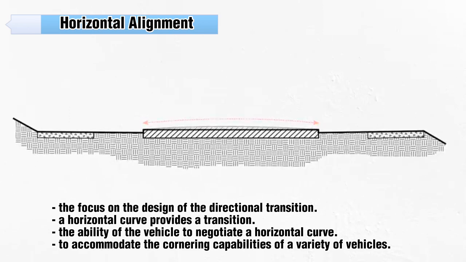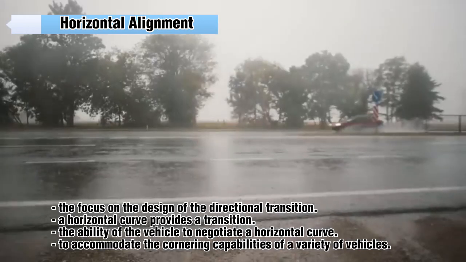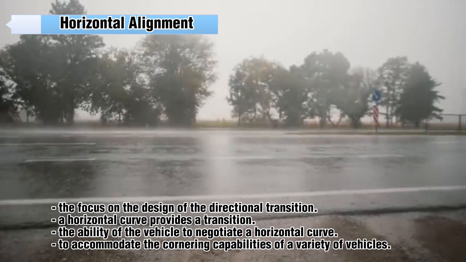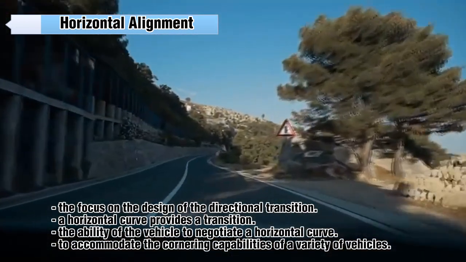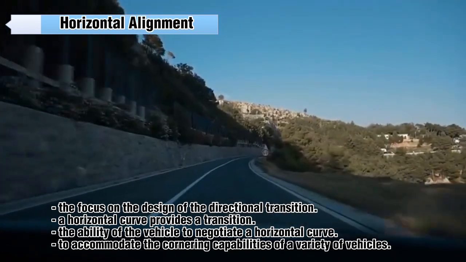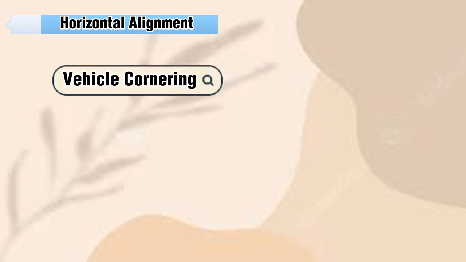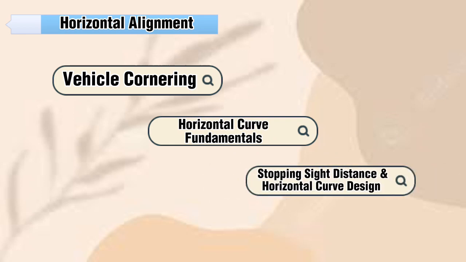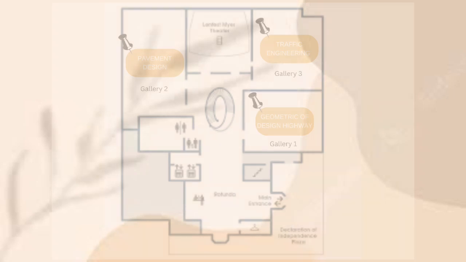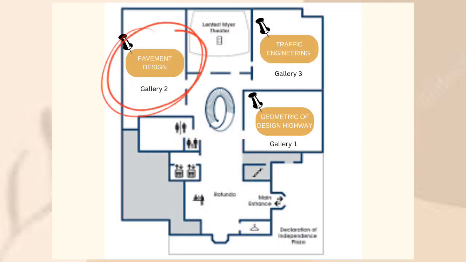As was the case with the straight-line vehicle performance characteristics, the highway engineer must design a horizontal alignment to accommodate the cornering capabilities of a variety of vehicles ranging from nimble sports cars to ponderous trucks. We have here 3 types of horizontal alignment: the vehicle cornering, horizontal curve fundamentals, and the stopping sight distance and horizontal curve design. Now we're going to our second stop, which is the pavement design.